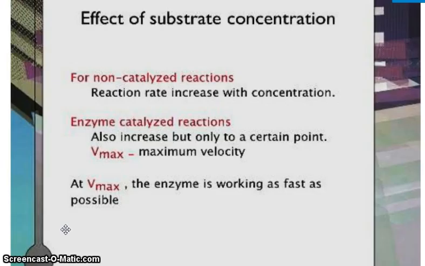Effect of substrate concentration. For non-catalyzed reactions, the reaction rate increases with concentration. Enzyme-catalyzed reactions also increase, but only to a certain point, Vmax, the maximum velocity. At Vmax, the enzyme is working as fast as possible.